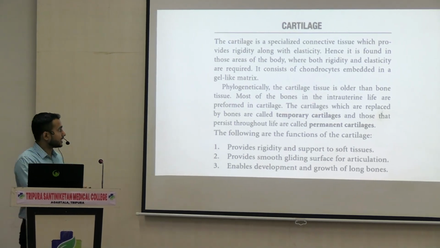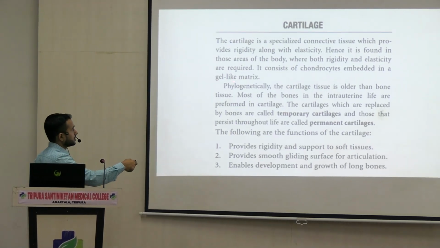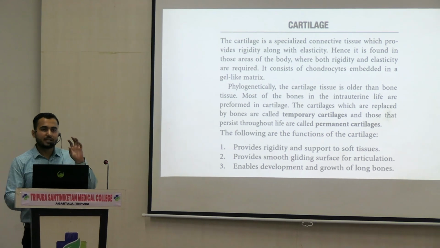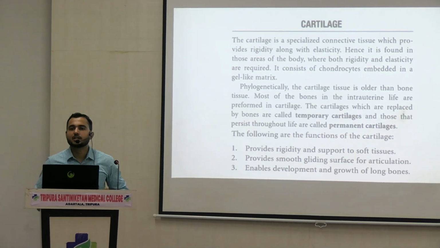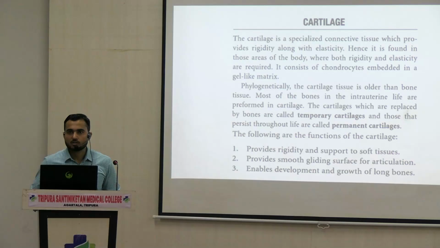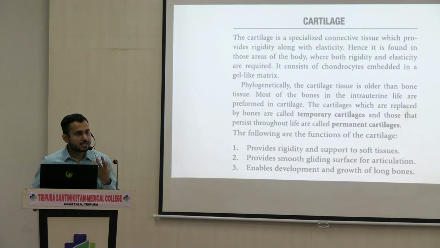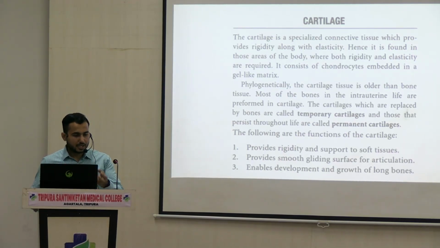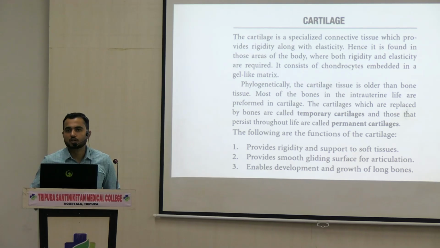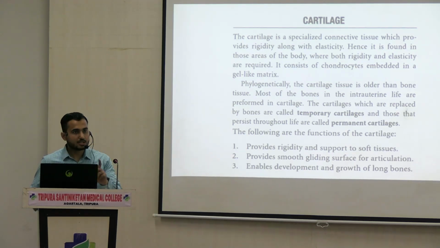Next, see here. Already it is mentioned that it is a gel-like matrix, that means the matrix of cartilage has a speciality: it is gel-like. Why is it gel-like? Because it has the affinity to absorb or to hold water molecules. This is the speciality of cartilage.